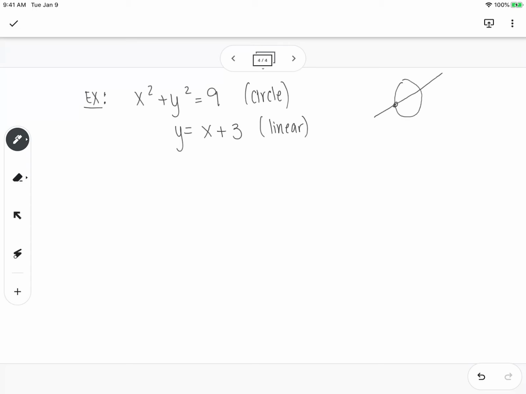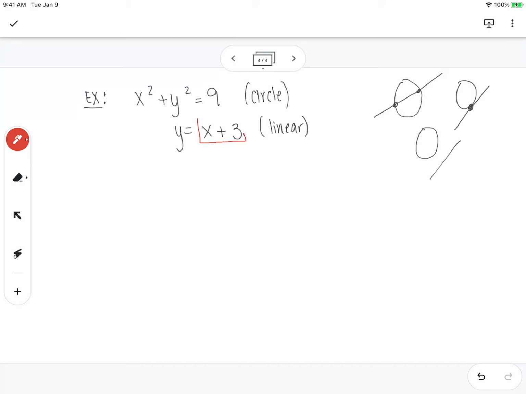Do they intersect twice? I don't know. Do they intersect at one point? I don't know. Maybe they don't intersect at all. I have no clue. I could pull up a calculator and see, but I'm going to solve this algebraically. So what method do you think I should use? Substitution or elimination? If you said substitution, I'm with you.